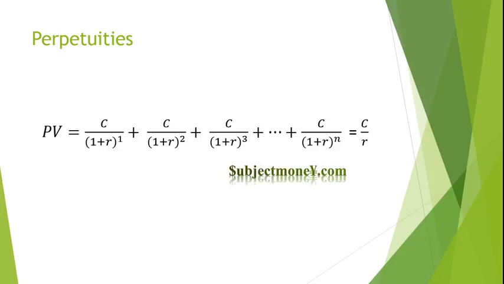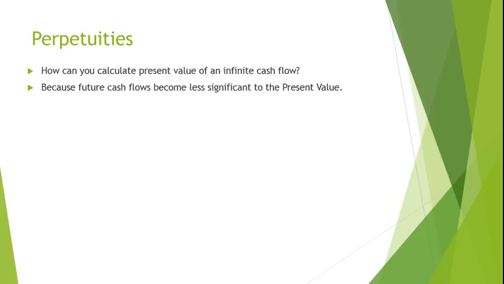You may wonder how it would be possible to find the present value of an infinite number of cash flows. This is due to the time value of money. The further into the future the cash flow is received, the less significant its contribution to the present value is. For example, a $100 cash flow received 1 year from today would have a present value of about $90.91 if discounted at a 10% interest rate.